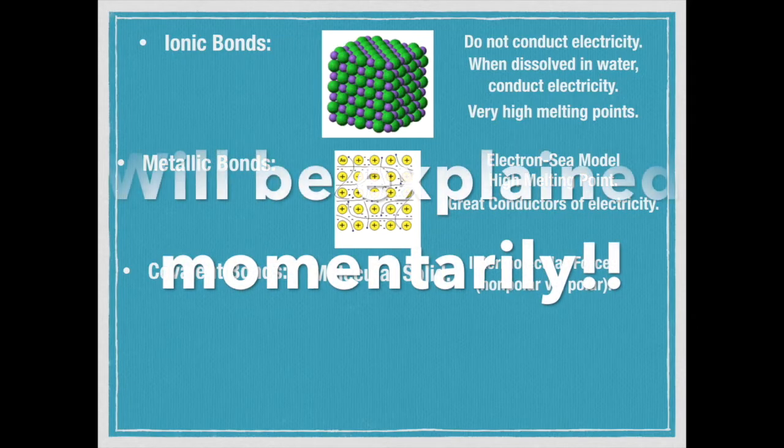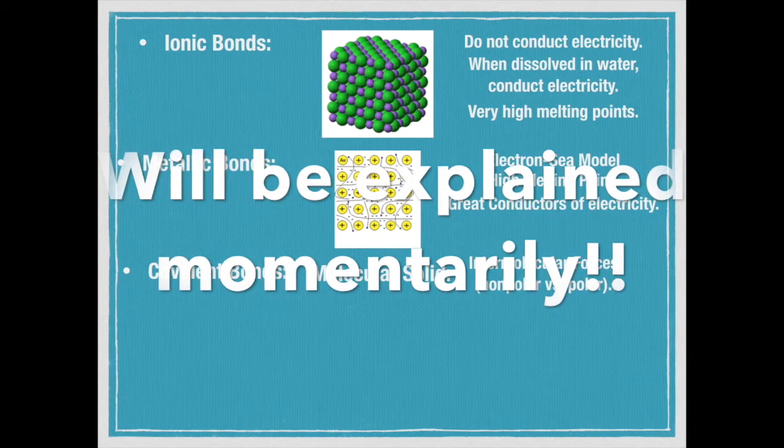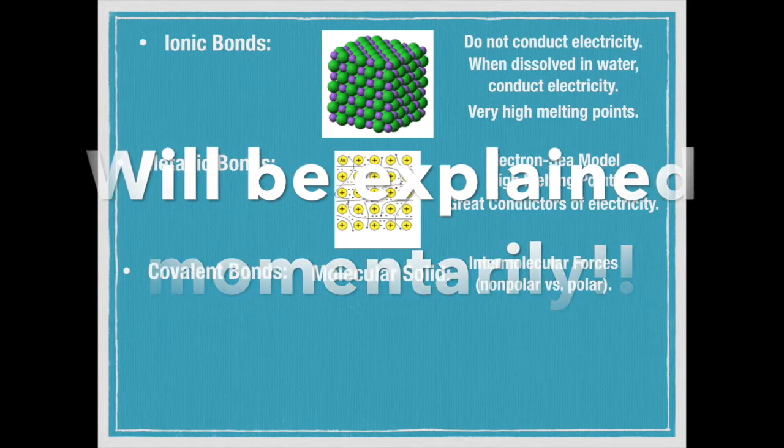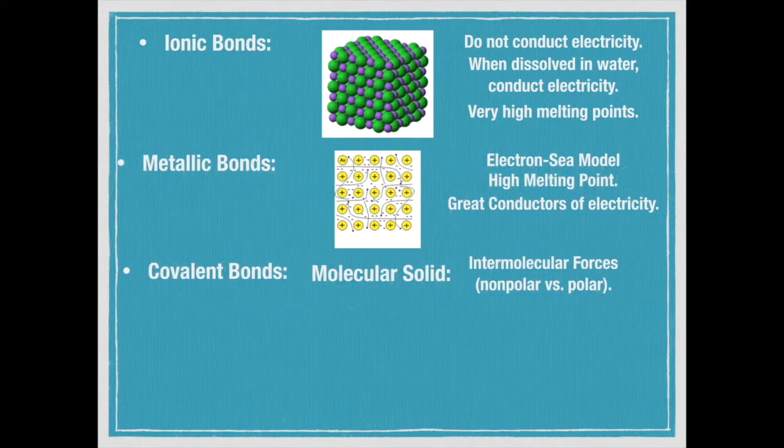So whether or not they're polar or nonpolar, and therefore if they're going to have London dispersion forces, hydrogen bonding, or dipole-dipole forces. Remember, hydrogen bonding would have the highest melting and boiling points, while London dispersion forces would have the lowest melting and boiling points, simply because London dispersion forces are the weakest type of intermolecular force. So those are molecular solids, which we've already looked at.